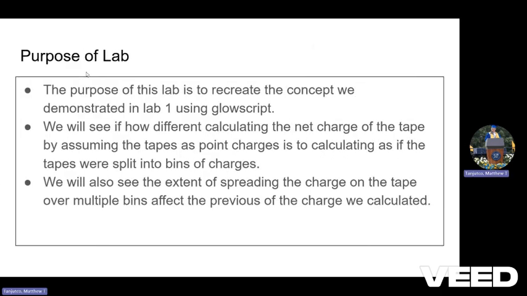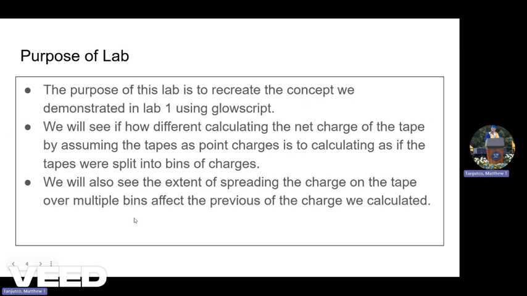The purpose of the lab is to recreate the concept we demonstrated in Lab 1 using GlowScript. However, the only difference is that instead of treating the tapes as a point charge, we are treating the tapes as if the charge was spread out in bins, each tape split into different sections with a charge. So we will also see the extent to which spreading the charge on the tape over multiple bins affects the previous charge we calculated, and we also see the difference between the Lab 1 and Lab 2 calculations and the results.